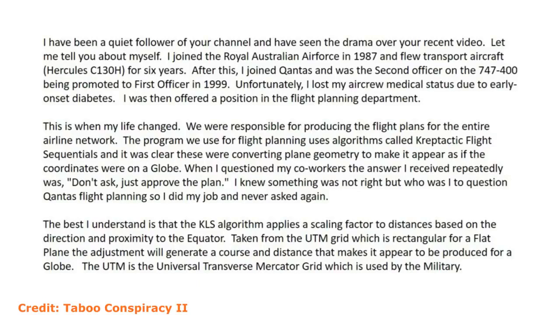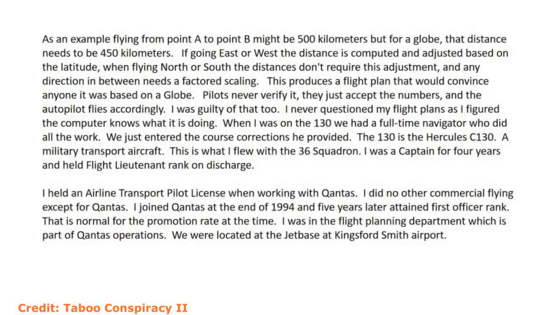The best I understand is that the KLS algorithm applies a scaling factor to distances based on the direction and proximity to the equator. Taken from the UTM grid, which is rectangular for a flat plane, the adjustment will generate a course and a distance that makes it appear to be produced for a globe. The UTM is the Universal Transverse Mercator Grid, which is used by the military. As an example, flying from point A to point B might be 500 kilometers, but for a globe, that distance needs to be 450 kilometers. If going east or west, the distance is computed and adjusted based on the latitude. When flying north or south, the distances don't require this adjustment. And any direction in between needs a factored scaling. This produces a flight plan that would convince anyone it was based on a globe.